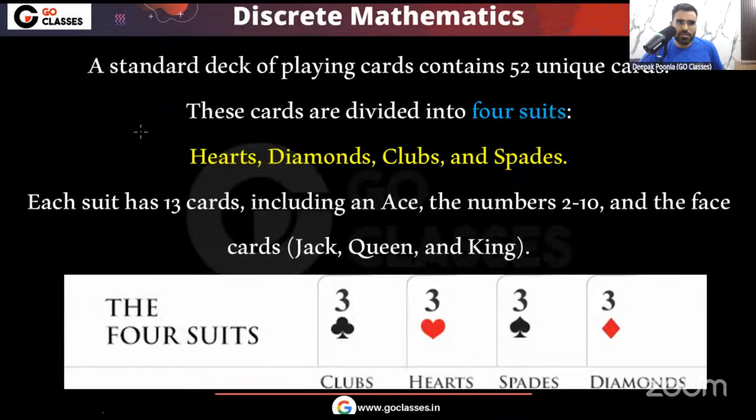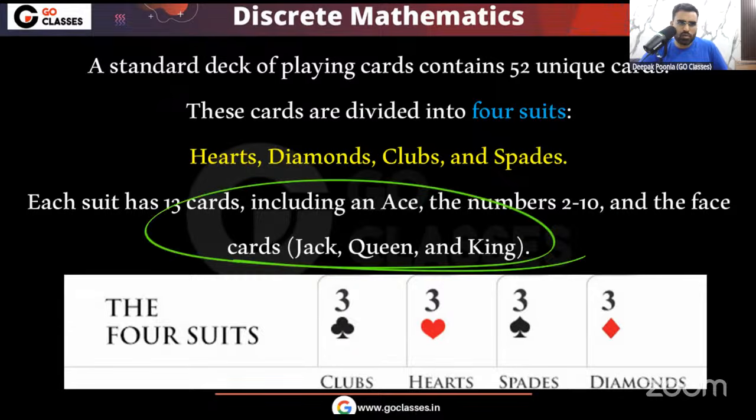Now you can see here that the standard deck of playing cards has 52 different or unique cards. They are divided into 4 suits. The suits are heart, diamond, club, spades. And every suit has 13 cards. What are the 13 cards? You can see ace is there. The numbers 2 to 10 are there. And the face cards, jack, queen, king.